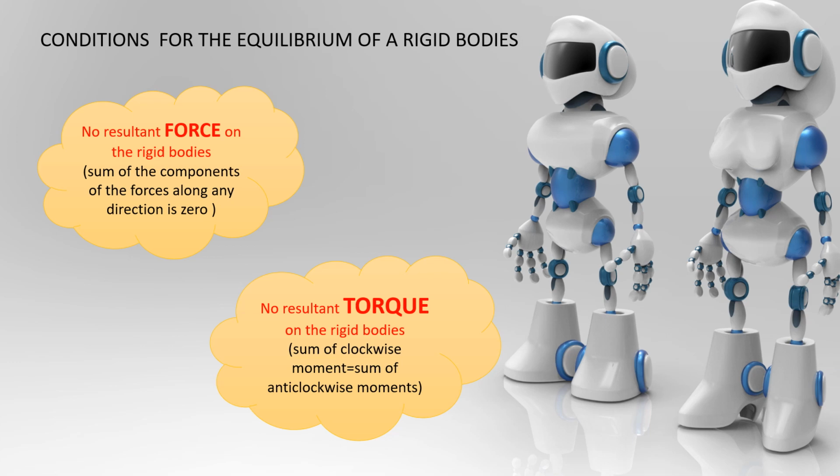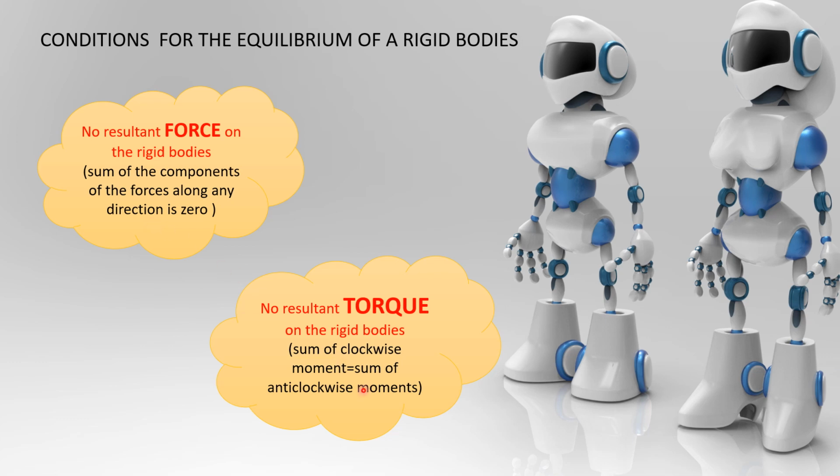Condition for the equilibrium of a rigid body. Two conditions are necessary for the equilibrium of a rigid body. Condition number 1: there is no resultant force on the rigid body. Condition number 2: there is no resultant torque on the rigid body. Condition number 1 implies that the sum of the components of the forces along any direction is 0.